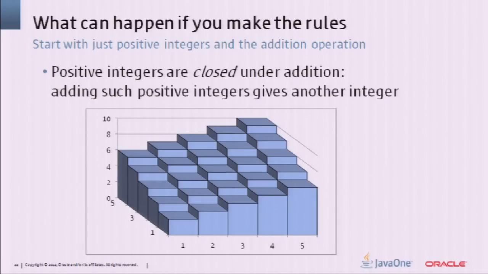So let's change gears a bit and think about what kind of systems can develop when you make the rules. So let's start out with a very simple system. Arithmetic on positive integers, where we define addition. And the graph of that function would look something like this, just these step functions here. And this is kind of how we start out learning arithmetic in grade school, right? We just have positive numbers and addition.